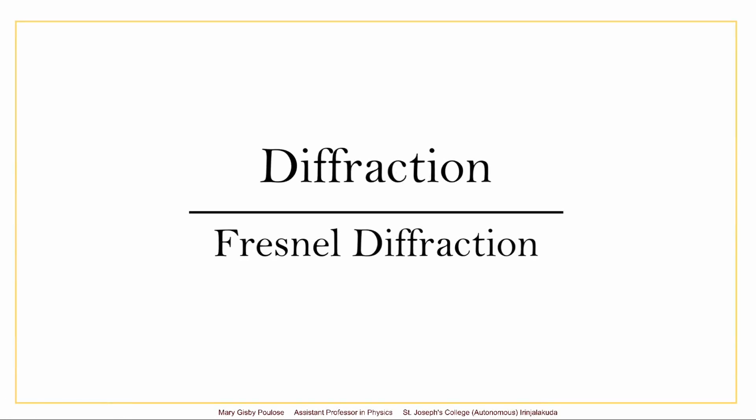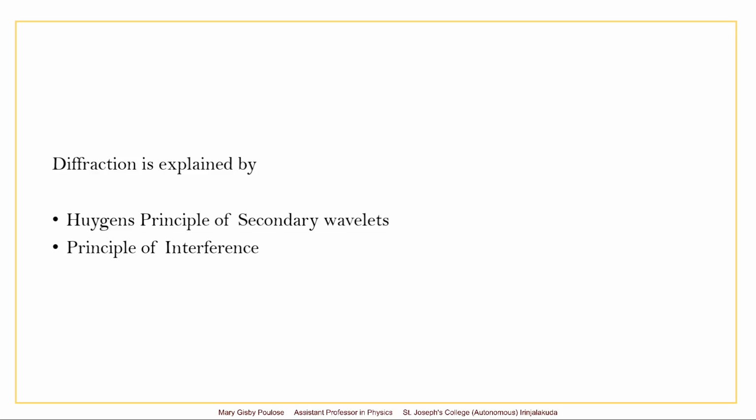Good day, students. Today we shall look into a new topic, that is Fresnel diffraction. Now, diffraction was explained as the bending of light over opaque objects or through slits, and light is encroaching into the shadow region. Now, this was basically explained using two principles: Huygens principle of secondary wavelets and the principle of interference.